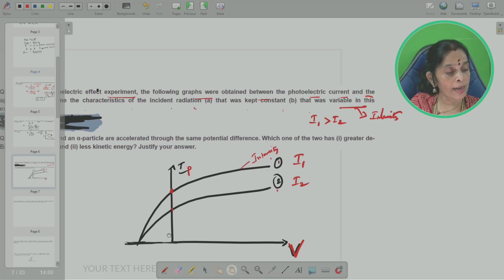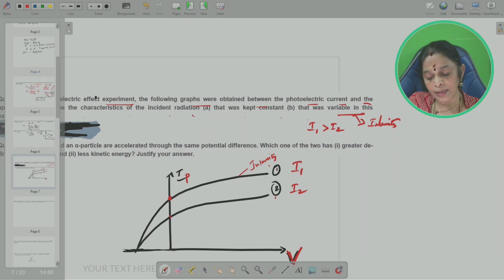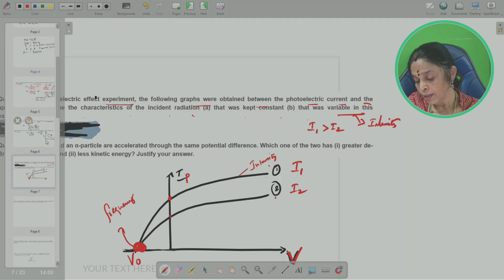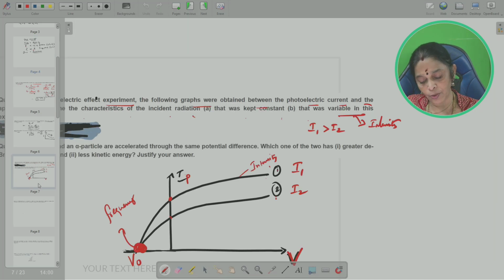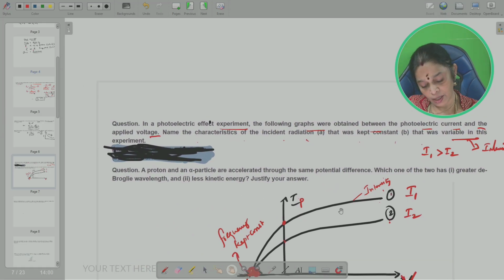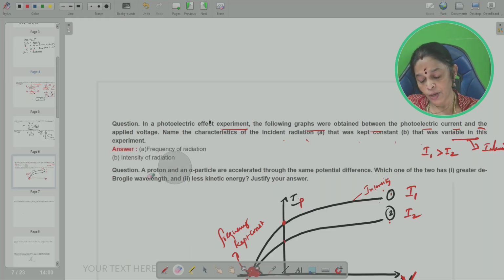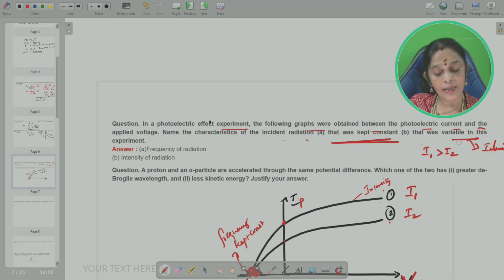How can I show you that? Like this you show. Intensity is different, what is kept constant? You can see here the stopping potential is the same. That means frequency is kept constant, because we have already pointed out in the characteristics that frequency is directly proportional to stopping potential. Same stopping potential, therefore same frequency. So what is the answer you can write here? You can write frequency of radiation and intensity of radiation. Frequency of radiation is kept constant, intensity of radiation varies.